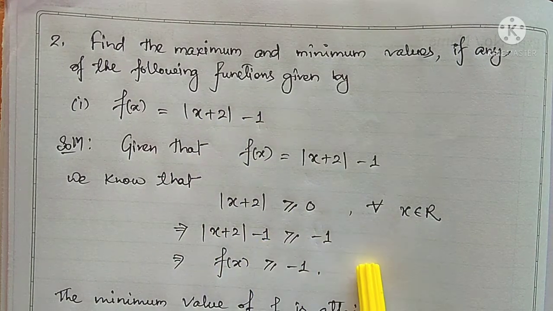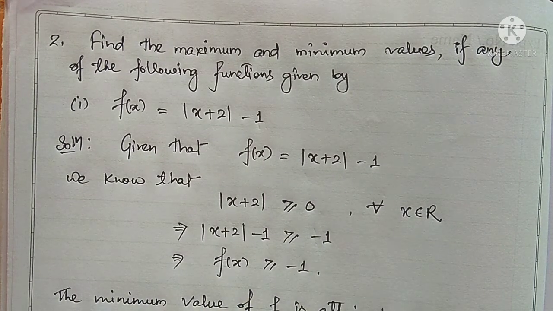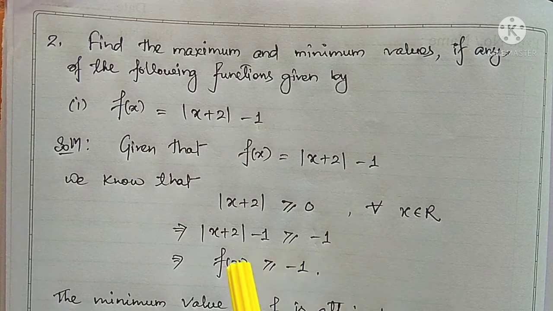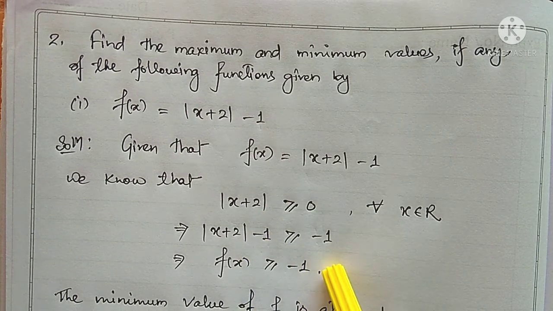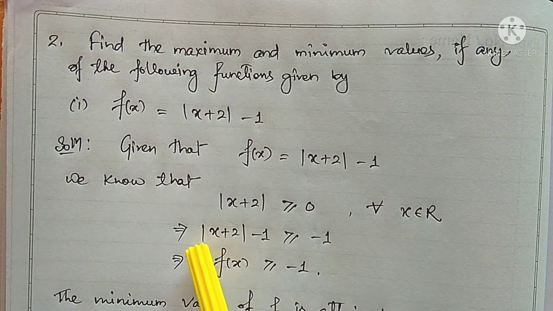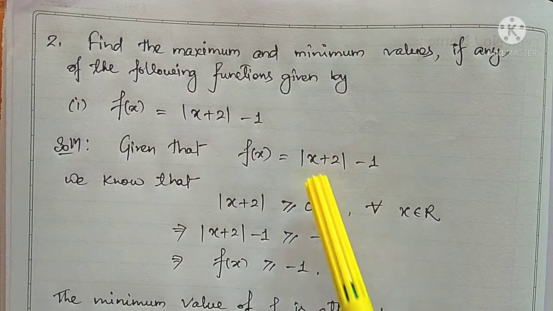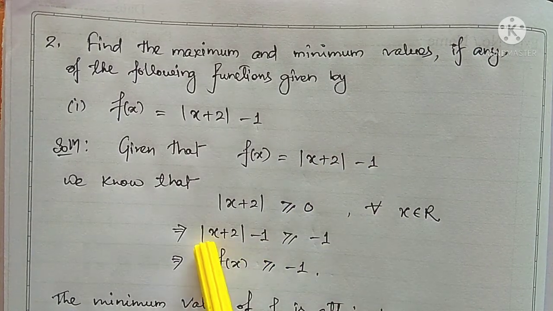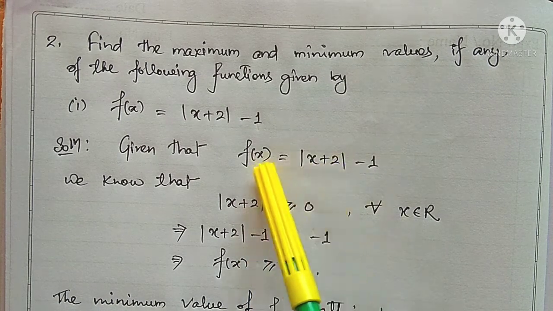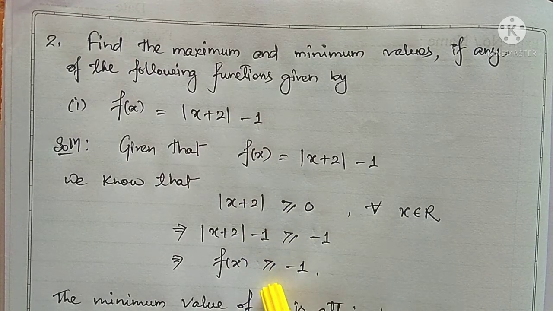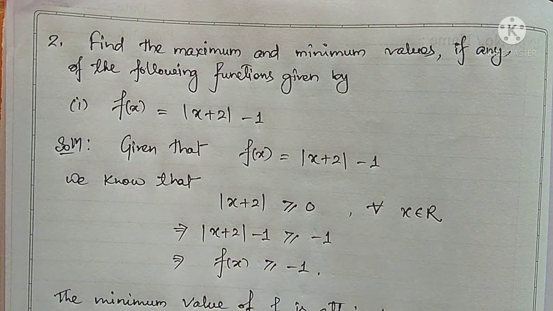So we add minus 1 on both sides. One thing you remember: when we multiply by a negative, the sign will change. Otherwise, when we add or subtract, the sign remains the same. So x plus 2 is already there, and we just add minus 1 on the left hand side and right hand side. The sign remains the same. Why do we write minus 1? To get this function, to balance this result. So in place of modulus of x plus 2 minus 1, we can write f(x). So f(x) is greater than or equal to minus 1. Is it clear?